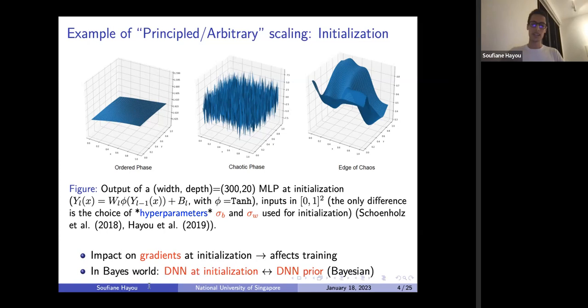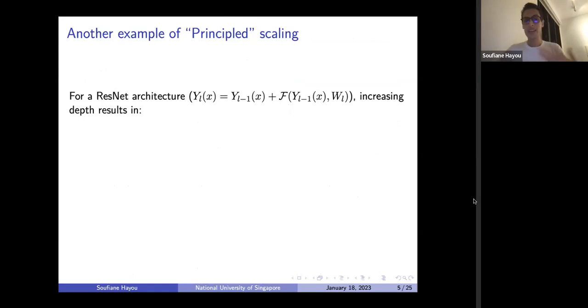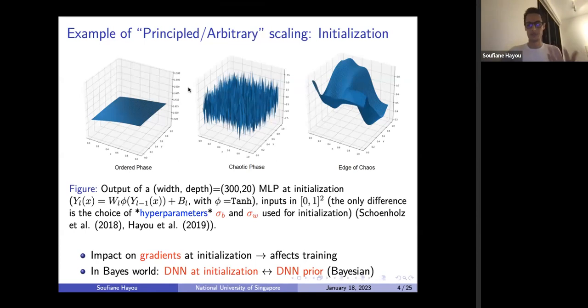Okay. So we are not going to talk about the bias here. I'm going to just talk about initialization from now. Okay. Right. Another example of principled scaling. So here, what does principled mean, right? Here, principled means if you increase the width, for example, you take a very large width and depth also, you want to choose the sigma b and sigma w to have something like this, something like the third figure on the right.